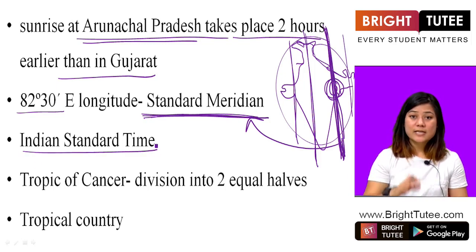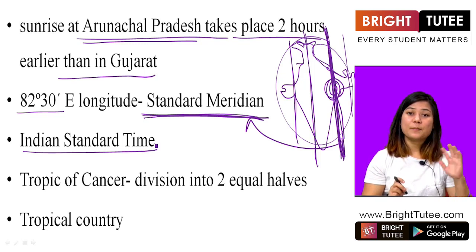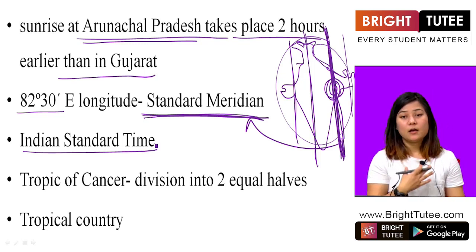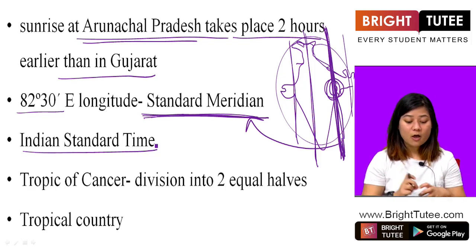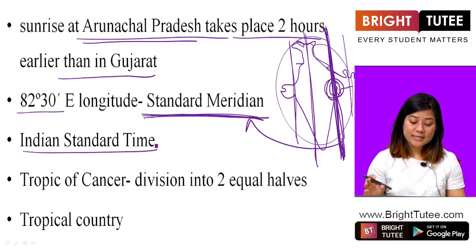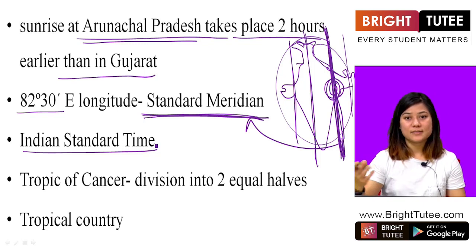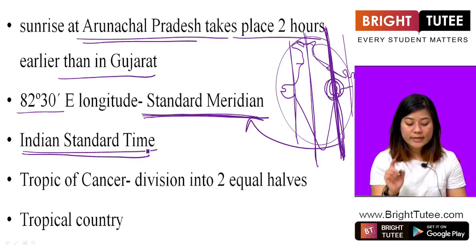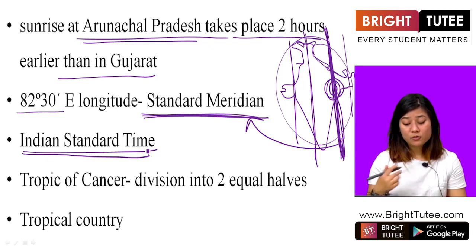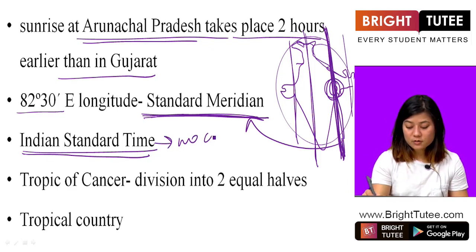So the time followed by people in Jammu and Kashmir, Kanyakumari, Kerala, Gujarat, Arunachal Pradesh, all these different states falling in different parts and corners of our country, they all follow Indian Standard Time. So there is no confusion.